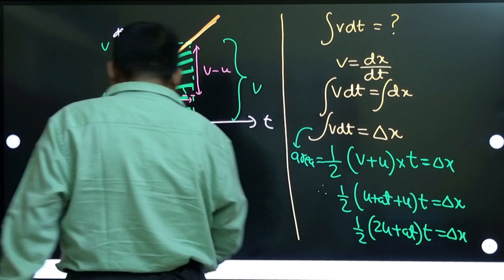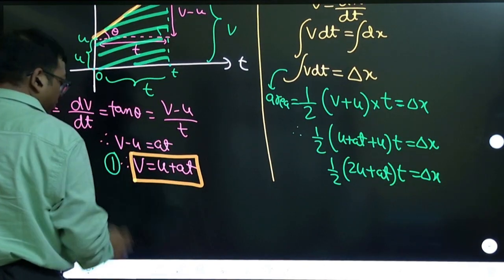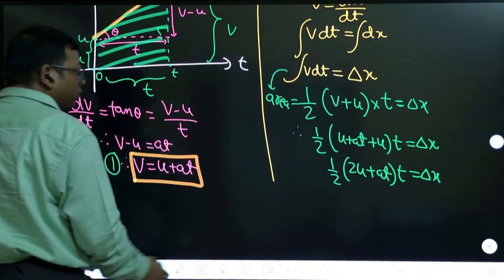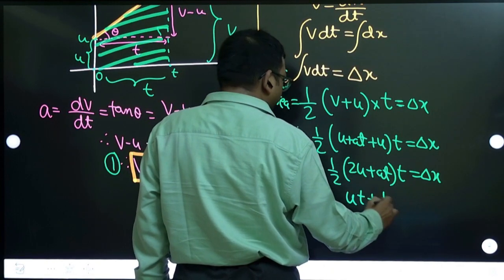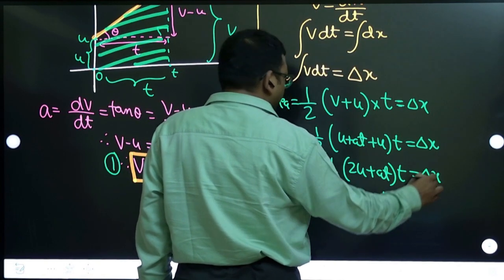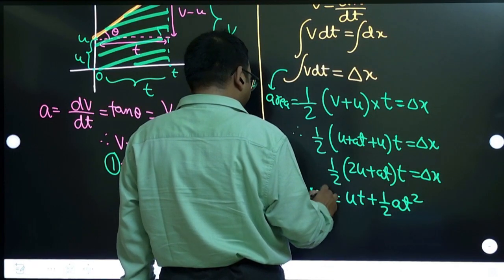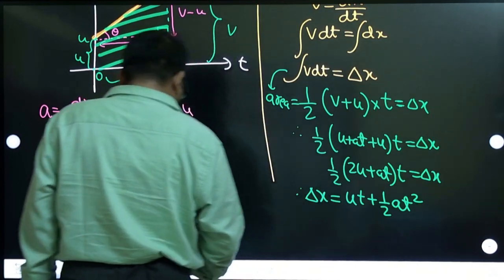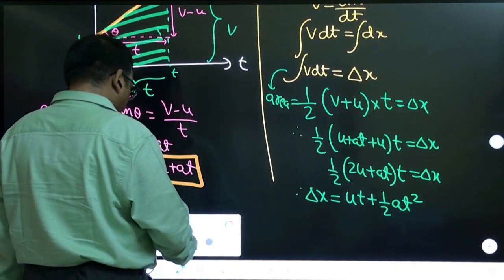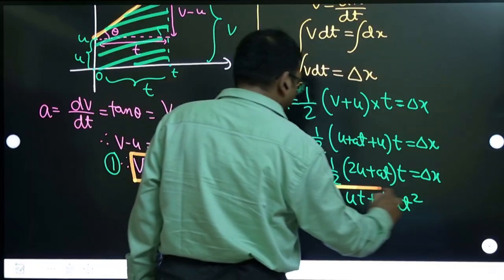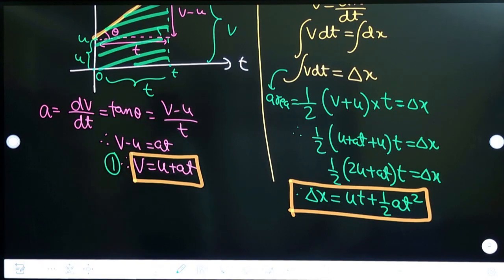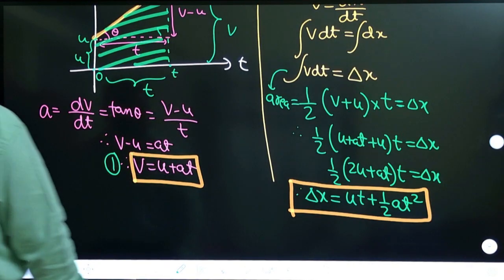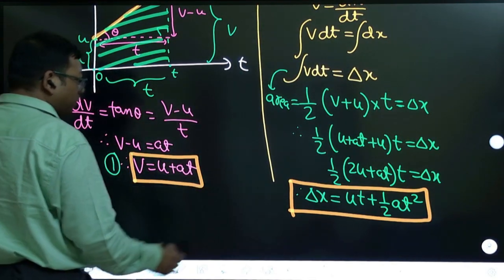So from here now you calculate. You open that and it becomes ut plus half at square. You got that, right? This is what is displacement. So finally we got the second equation. Displacement delta x is ut plus half at square, that is coming from area. Second equation is over.